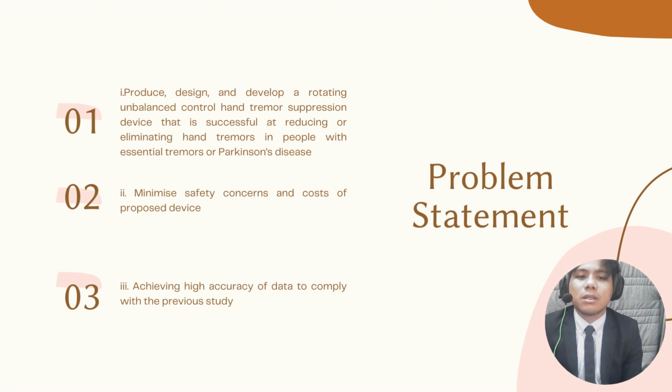First, produce, design, and develop a rotating unbalanced control hand tremor suppression device that is successful at reducing or eliminating hand tremors in people with essential tremors or Parkinson's disease. Next is to minimize safety concerns and cost of the proposed device. And lastly, achieving high accuracy of data to comply with the previous study.